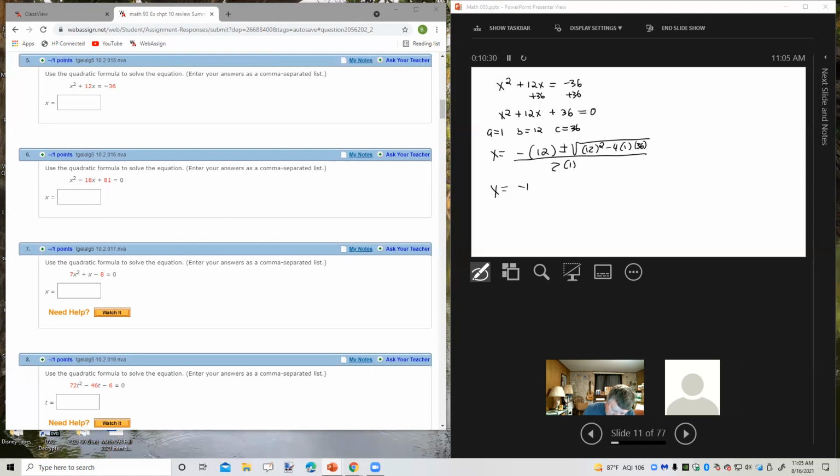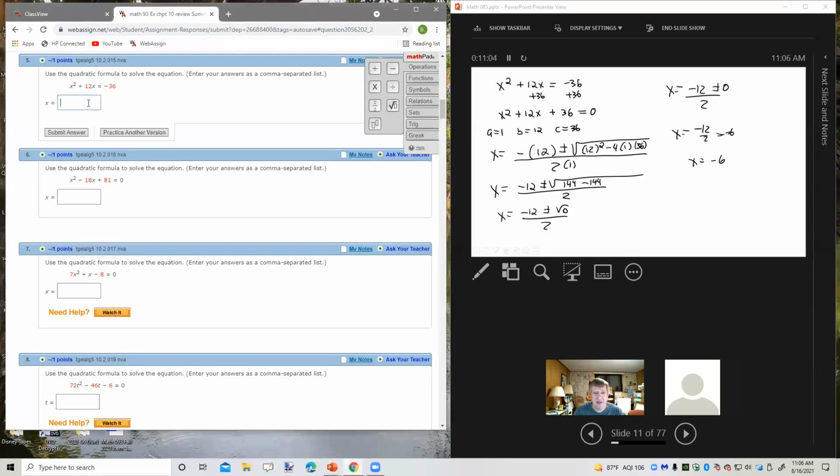So we get negative 12 plus or minus the square root of 12 squared is 144, minus 4 times 1 times 36 is minus 144, all over 2. So x equals negative 12 plus or minus the square root of 0 over 2. X equals negative 12 plus or minus, well, the square root of 0 is 0, over 2. So x basically equals negative 6. Okay.